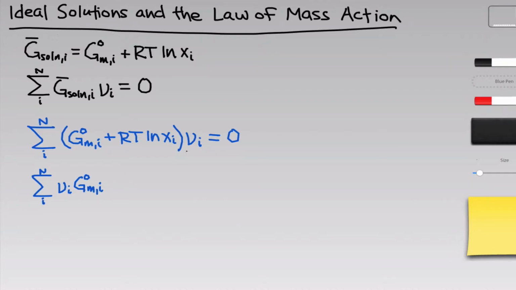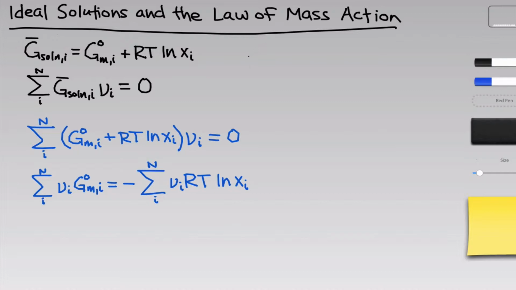And now I'm going to multiply through by nu sub I and then move the second term over to the right-hand side so that it becomes negative. Negative sum now over all the reactants and products, nu I RT natural log of the mole fraction of the ith component in the reaction mixture.